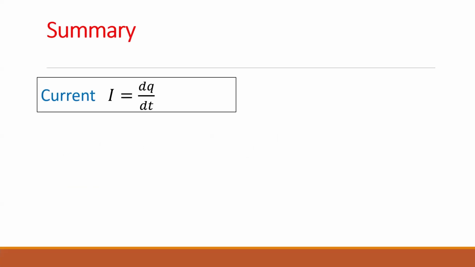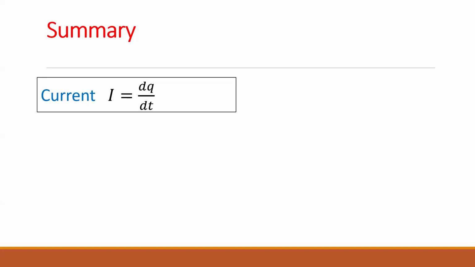Before starting, I will summarize the things that we have learned. We learned about the current. Current is the charge divided by the time. That means how fast the electrons are flowing around the circuit. That will give you the current. Current is measured in amps. Charge is measured in coulombs.